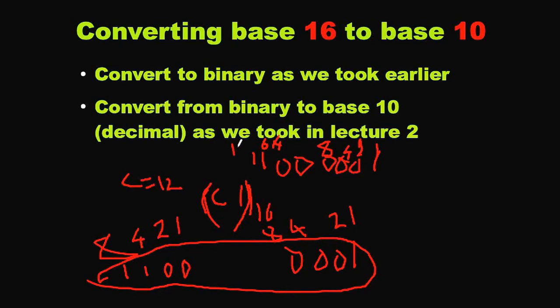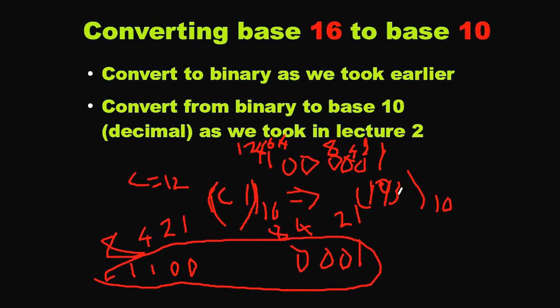And here, 128. So I'm going to add the 128 and 64. It's going to give me 192, and 1. So this is 193 in what? In decimal. I converted from hexadecimal, which is C1, to binary, and from binary to decimal, base 10, which is 193.